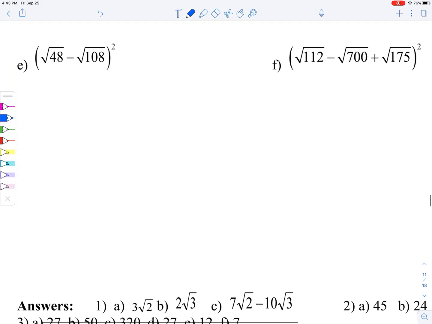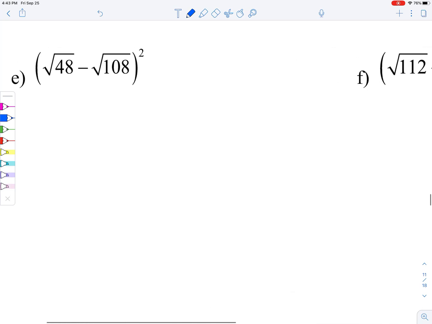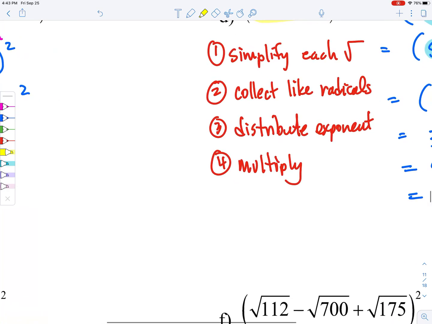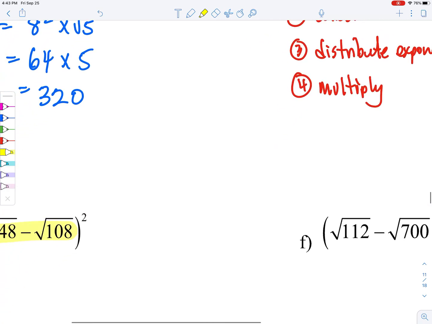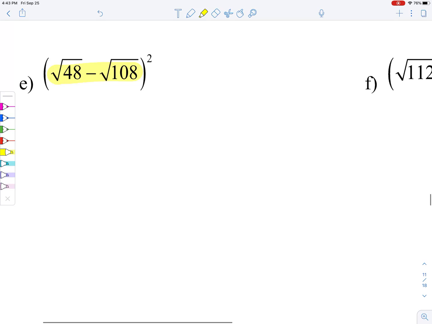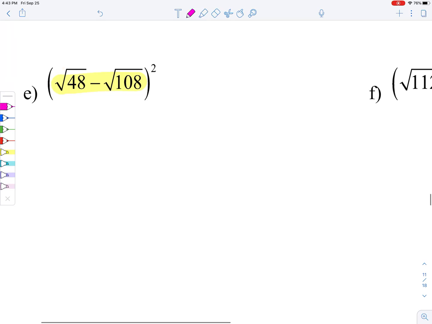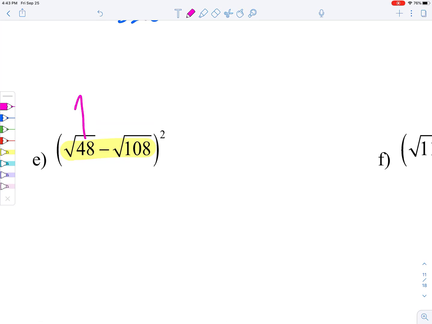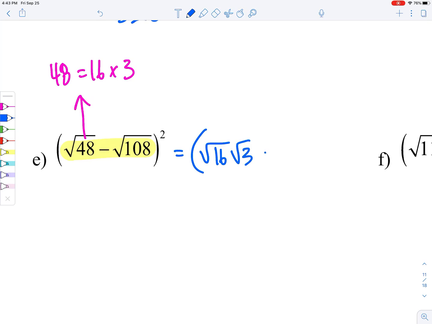For E, we just have 2 more to go. For E, we're going to simplify. We're going to go through those same steps, remember? So we're going to simplify each square root, collect like radicals, distribute and multiply. So we're going to simplify 48. Last unit, I reminded you that you can write 48 as 16 times 3, and that's the best way to simplify it. So I'm going to open my bracket, root 16, root 3, minus root 108.